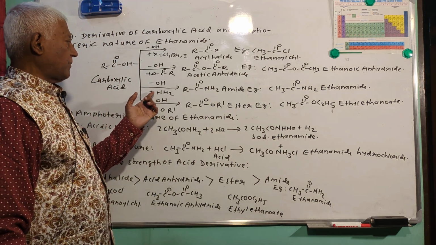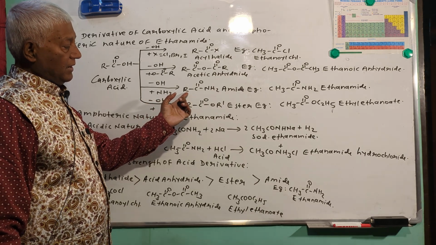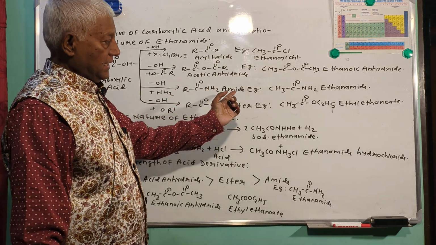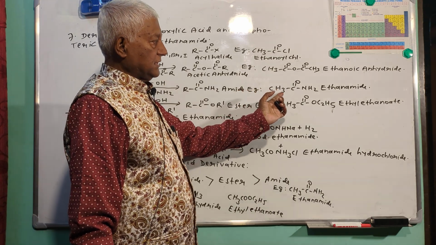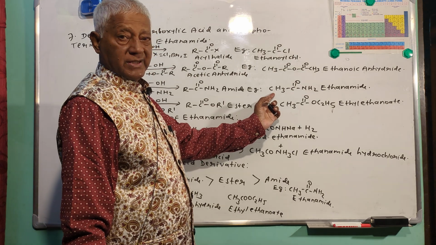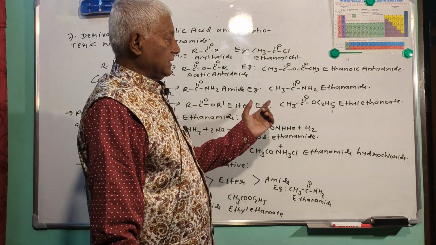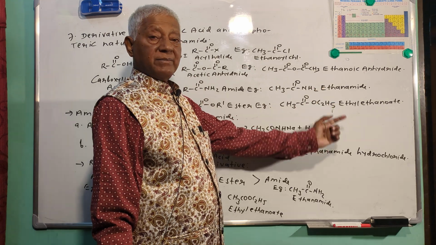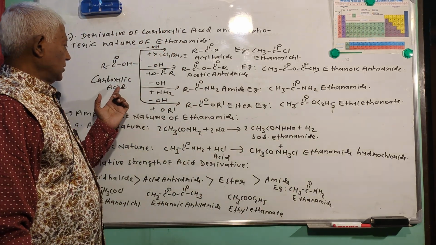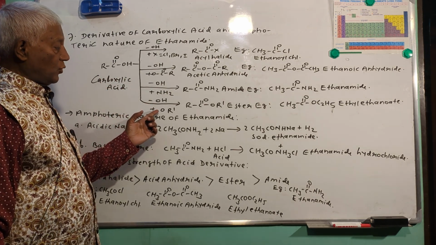Next, when the OH group is substituted by the amino group, we have RCONH2, that is known as amide. An example is CH3CONH2. What is the name of this compound? How many carbons are here? 2 carbons. So we have ethane, where the e is substituted by amide, so we have ethanamide.